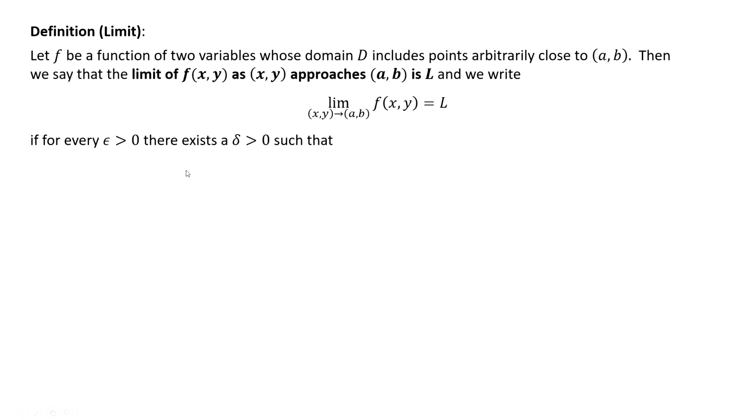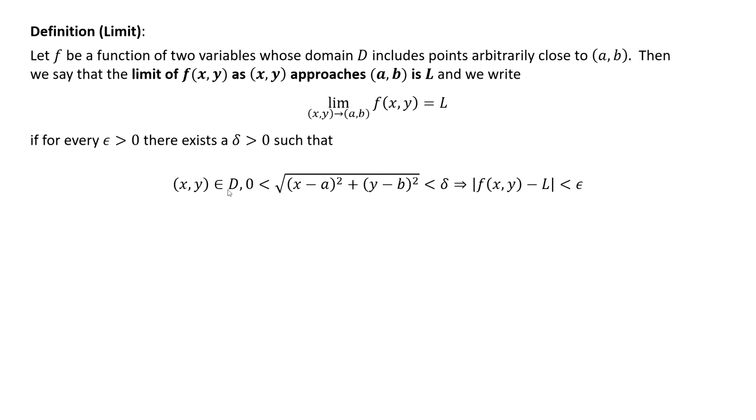When can we say that? If for every epsilon greater than zero, there exists a delta greater than zero such that this condition holds. That looks a bit scary, right? Let's break it down and see what in the world this is saying. It's as simple as this. For every epsilon, there must exist a delta such that some condition is satisfied. What is that condition? (x, y) is in the domain. You must have x and y in the domain. Otherwise, forget about this.